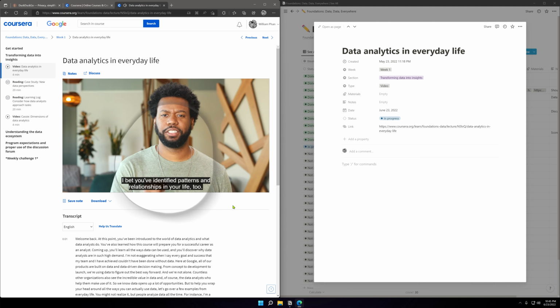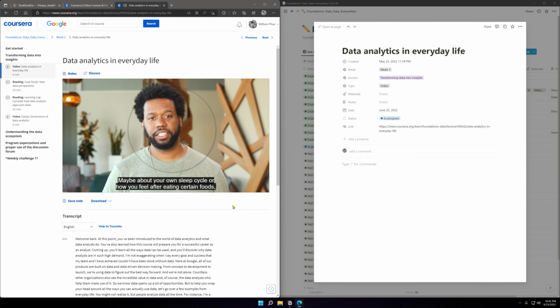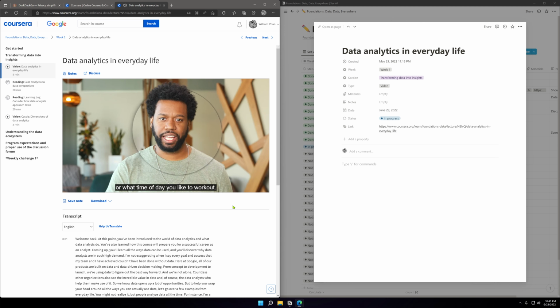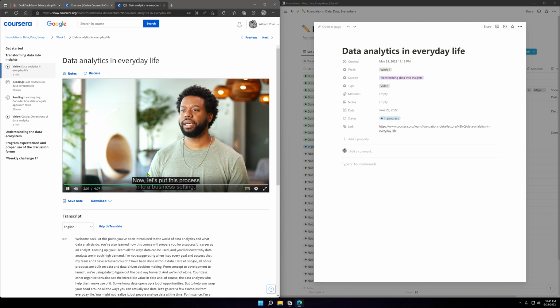I bet you've identified patterns and relationships in your life too. Maybe about your own sleep cycle, or how you feel after eating certain foods, or what time of day you like to work out. All of these are great examples of real-life patterns and relationships that you can use to make predictions about the right actions to take. And that is a huge part of data analysis right there. Now, let's put this process into a business setting.